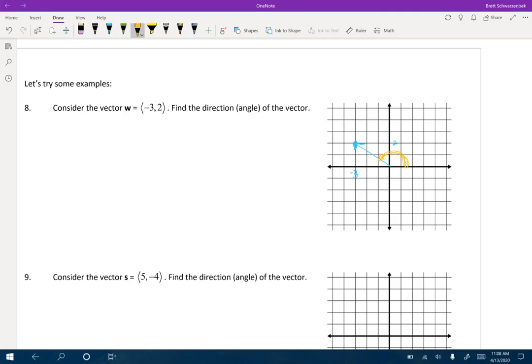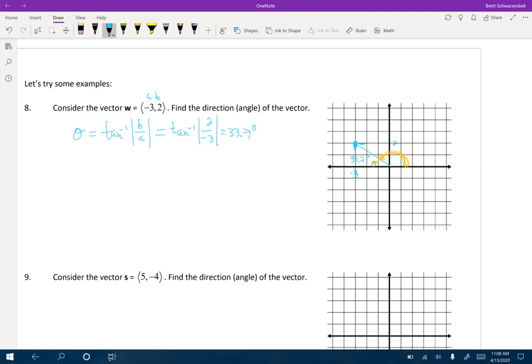But the formula that we use, theta equals the tangent inverse of the absolute value of b over a, is going to give us the reference angle for this vector. Well, what's the reference angle? It's right here. So we plug in the values. This is a and this is b. So the tangent inverse of the absolute value of 2 over negative 3 is going to give us 33.7 degrees. So we know that theta in this problem is 33.7 degrees.